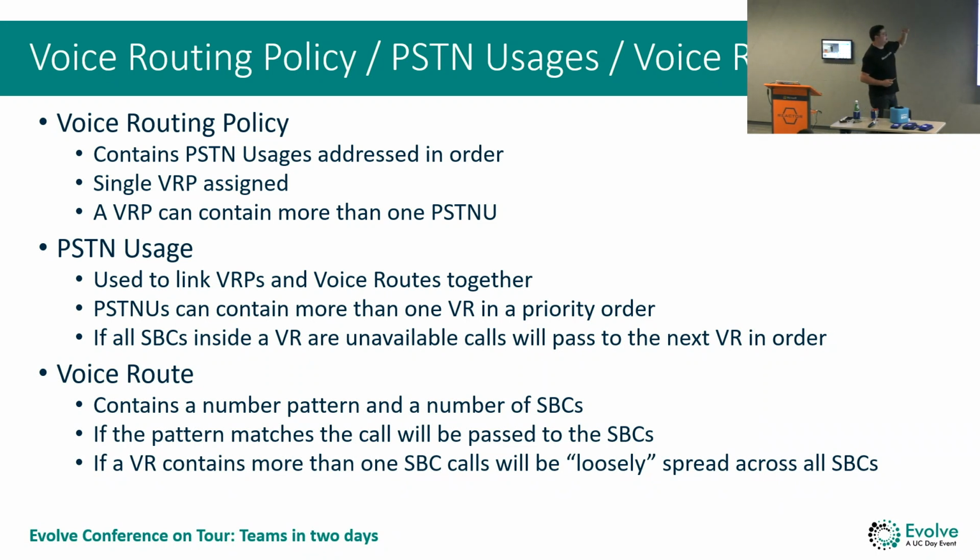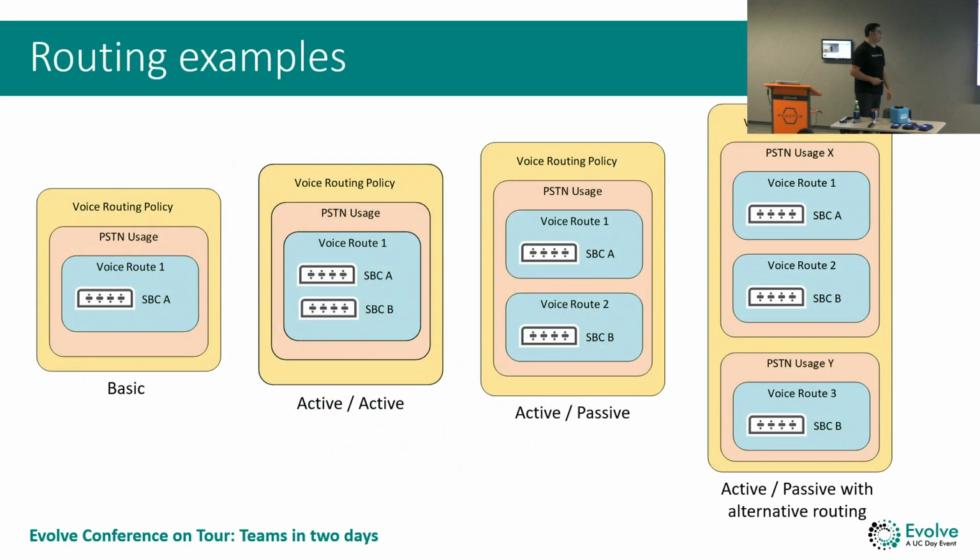The way it works is your voice routing policy is the one thing that is assigned to a user. A voice routing policy contains a PSTN usage or more than one PSTN usage, and a PSTN usage contains a voice route. And you can assign number patterns against your voice route to say this voice route is only allowed to accept numbers that look like this pattern, or you can do .* and they accept all calls. And a voice route can contain more than one SBC, okay? So it will also do kind of a loose round robining. So if you have one voice route containing two SBCs, call 1 will go to SBC1, call 2 will go to SBC2. If SBC2 is not available, everything will go to SBC1 until SBC2 is back up. But you can then build these things up to do different scenarios if you want to.